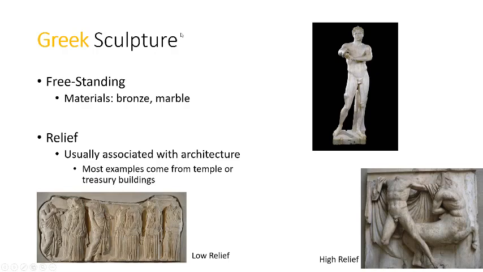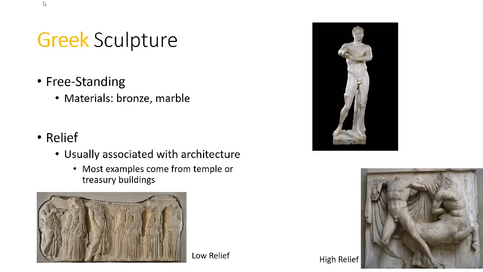And moving on to Greece, where I'm going to spend a bit more time because we have a lot more examples in part, and we have a lot more changes over time in Greek. So the Greeks have two kinds of sculpture that we'll focus on. One are freestanding pieces or sculpture in the round. Often the materials, those are made with bronze or marble.